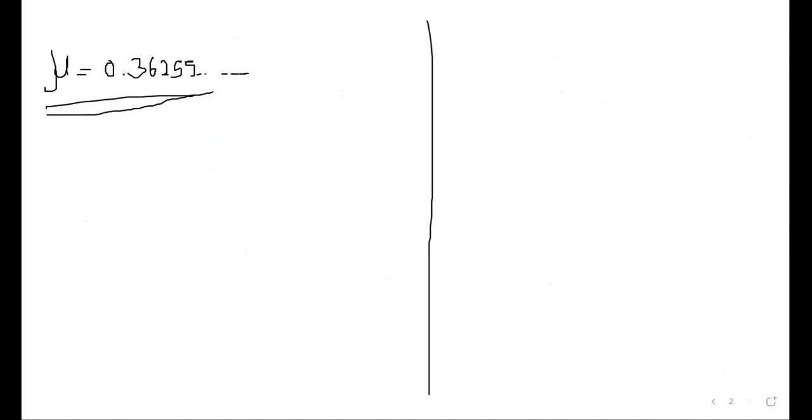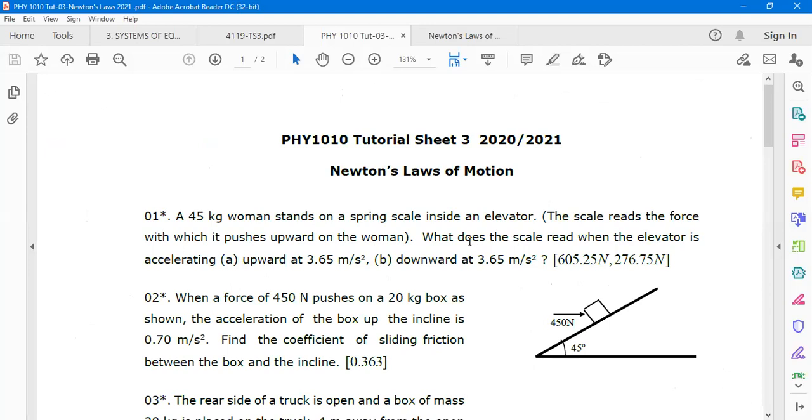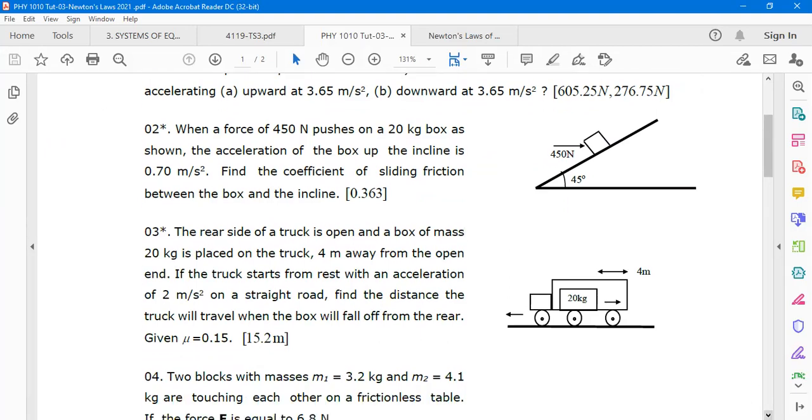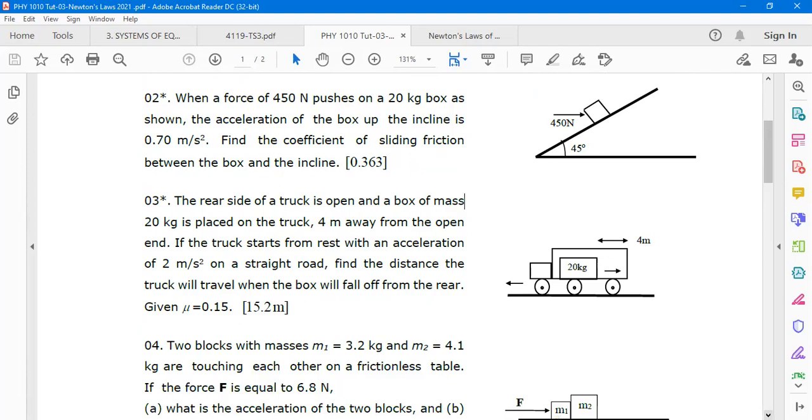Then from this point, I think we are just remaining with about 15 minutes before this meeting ends. Let me try to see if we can solve another question. But in this case, is there any particular question that seems challenging to you guys, from this tutorial sheet or from any other bank of questions that you have, that I can do in 15 minutes?